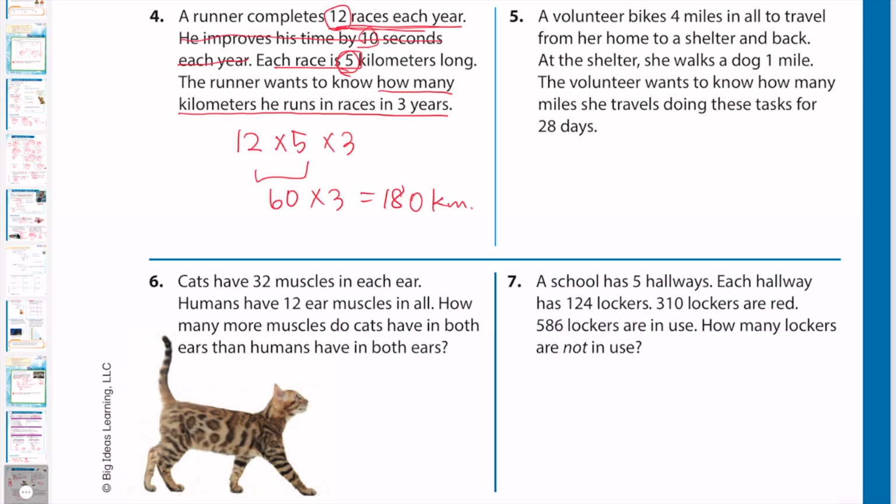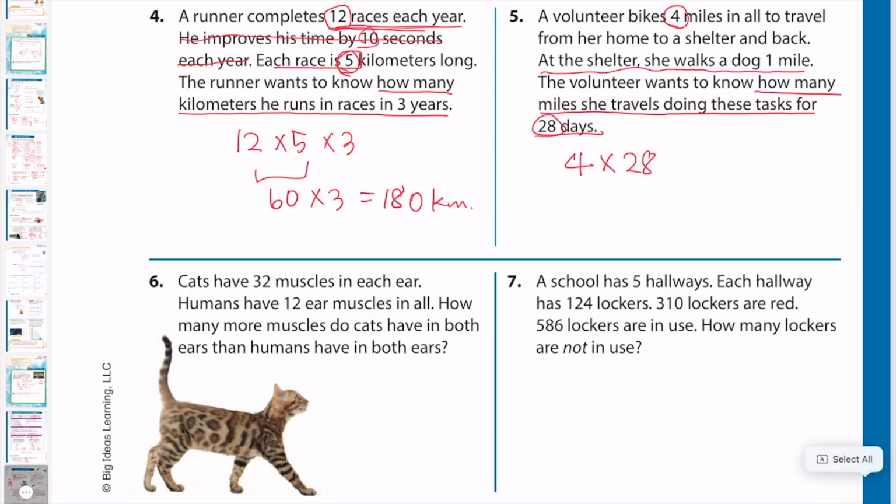Okay. Now number 5, a volunteer bikes 4 miles in all to travel from her home to a shelter and back. At the shelter, she walks a dog 1 mile. The volunteer wants to know, this is the problem, how many miles she travels doing these tasks for 28 days. So a volunteer bikes what? 4 miles every day, and then it's coming back and forth, which is round trip. And then for how long? 28 days. What about this one? At the shelter, she walks a dog 1 mile. Do you need this information?